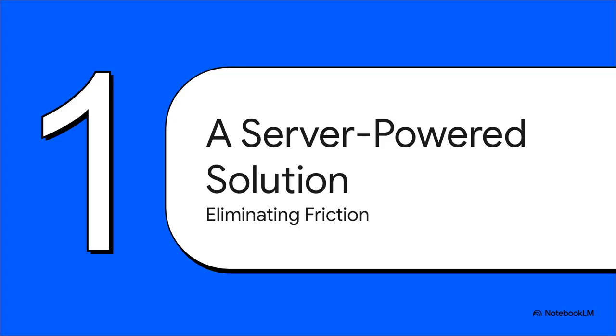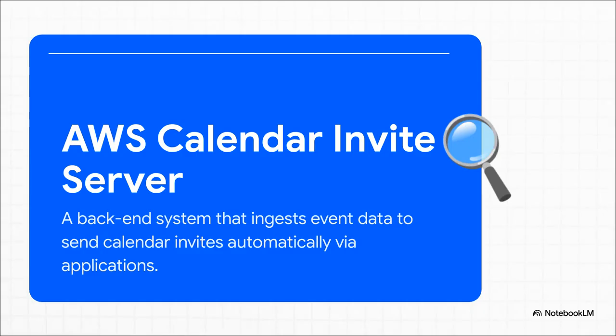That's exactly where this server-powered solution comes in. We're going to look at how a smart backend system can solve this problem once and for all. So what is this thing really? Well, think of it like the engine room for all of your events. It's a backend system that's built to automatically pull in or ingest all your event information from wherever it lives. And once it has all that data, it can power different apps to shoot out calendar invites. It's basically the central brain for your entire event operation.